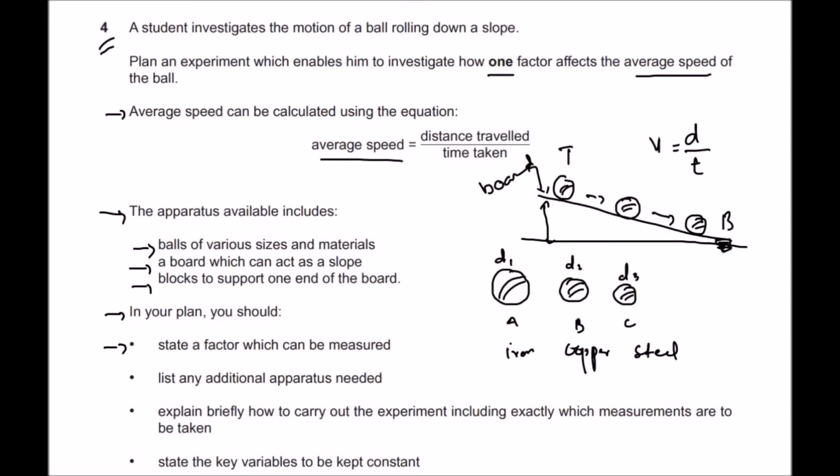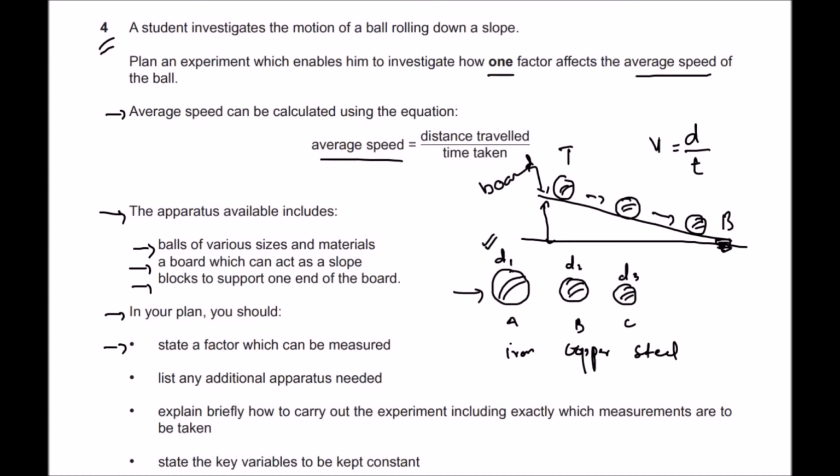That means you want to actually investigate the effect of one factor that affects the average speed. If you look at this part, we considered 3 different balls. They are made of different material having different diameters, and one by one these 3 balls will move on the slope from top to bottom, and we will calculate their average speed. So one factor we are going to discuss here is the diameter of the balls.